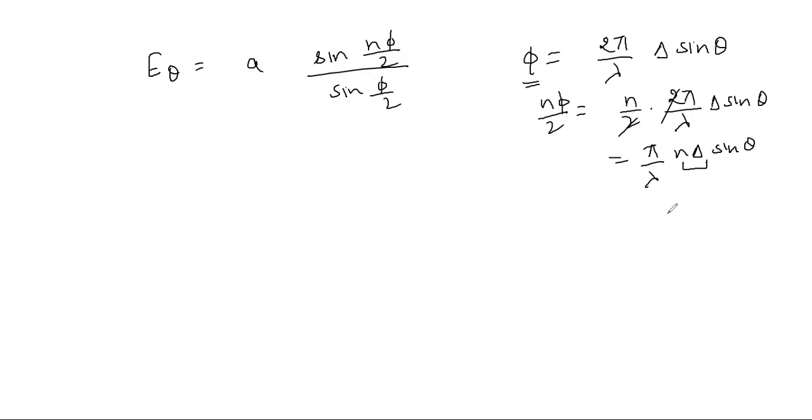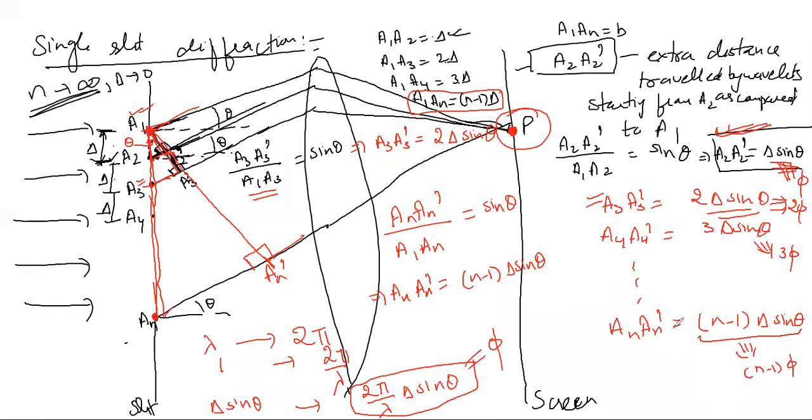N times delta. If you go back a couple of slides here, we said that AN is equal to n minus 1 delta. AN is basically the width of the slit. So we said that B is equal to n minus 1 times delta. This is what we said.